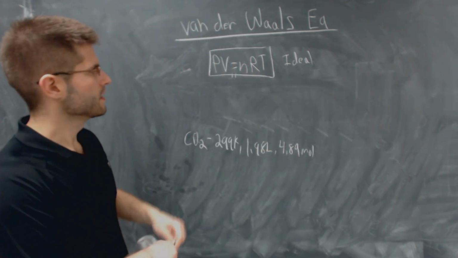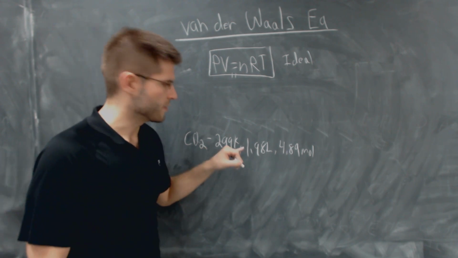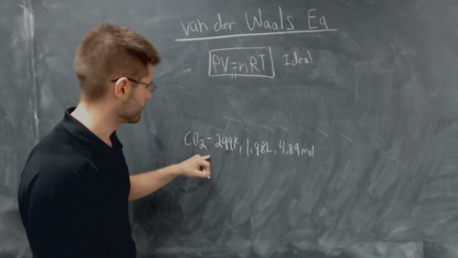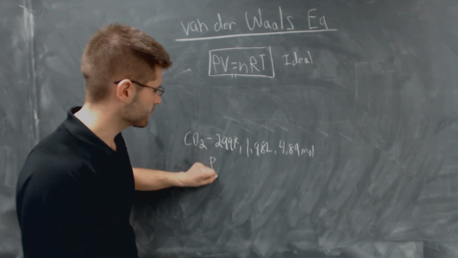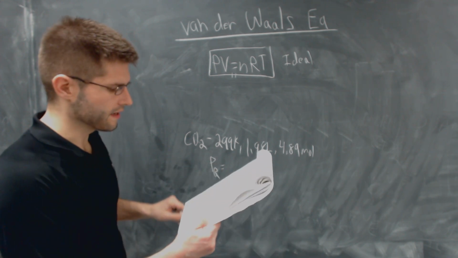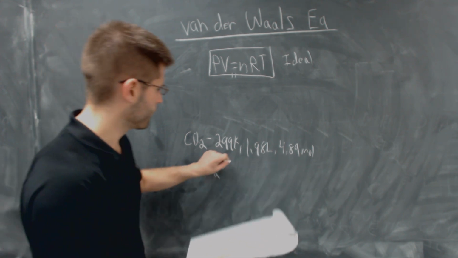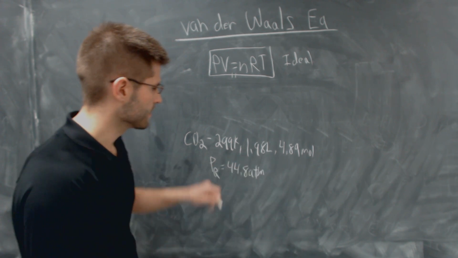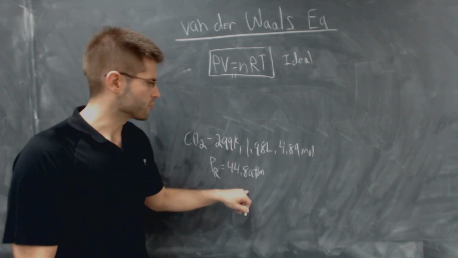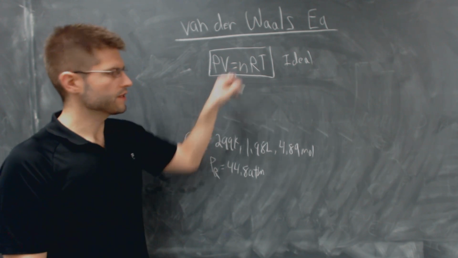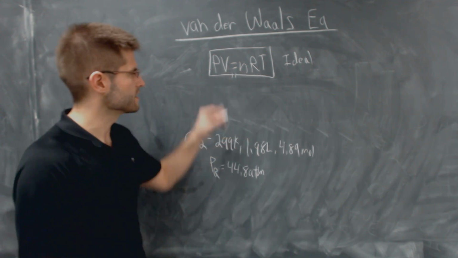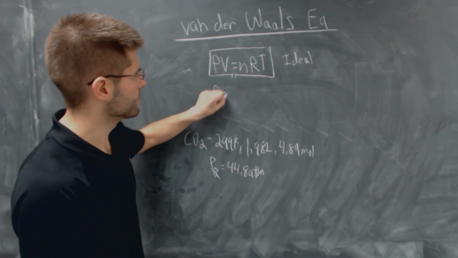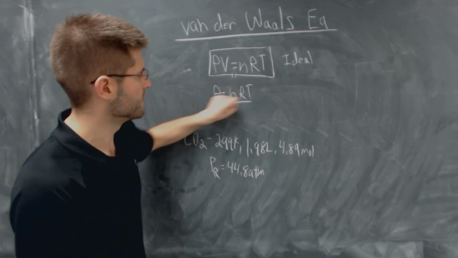And let's say that in laboratory we actually measured the pressure of this system, and we found that the pressure real is going to be 44.8 atmospheres. So this is what really happens in laboratory. I want to show you what the 2 different equations give us, what pressures they give us. So we can rearrange this equation to give you pressure is equal to nRT over V.